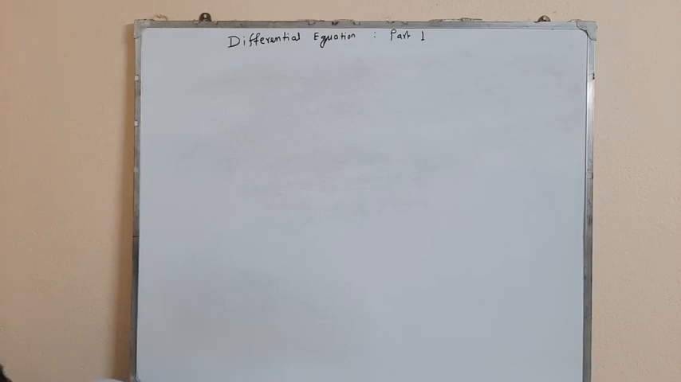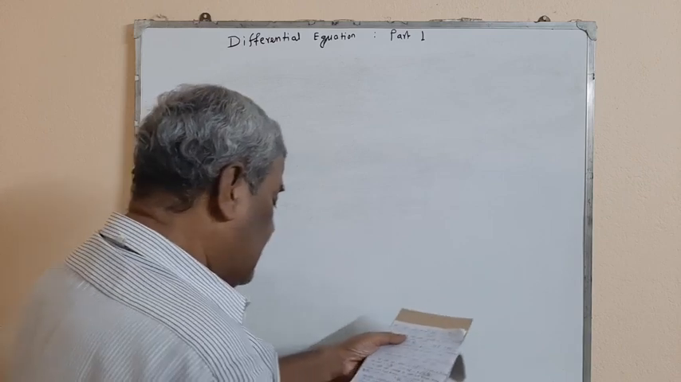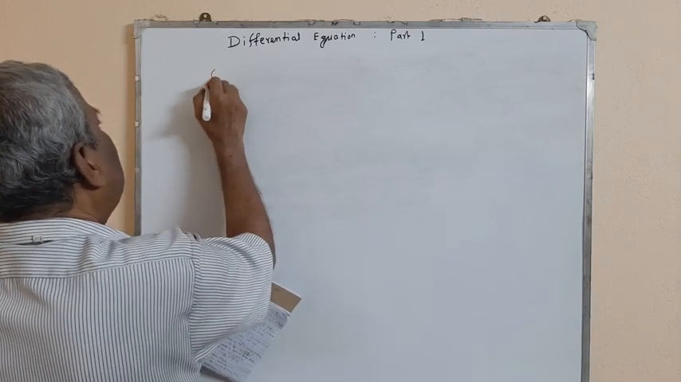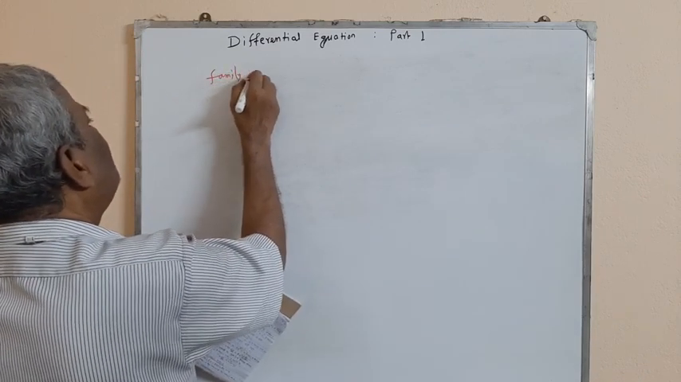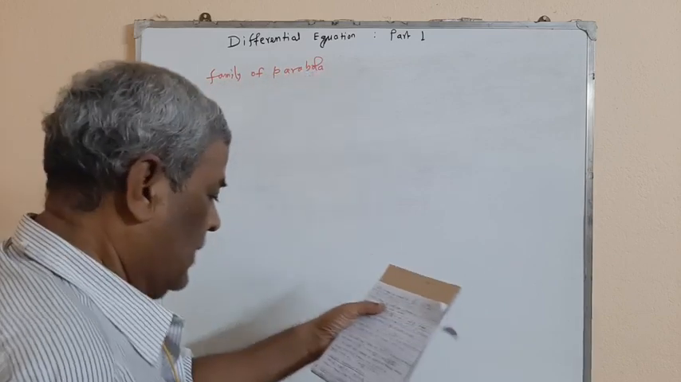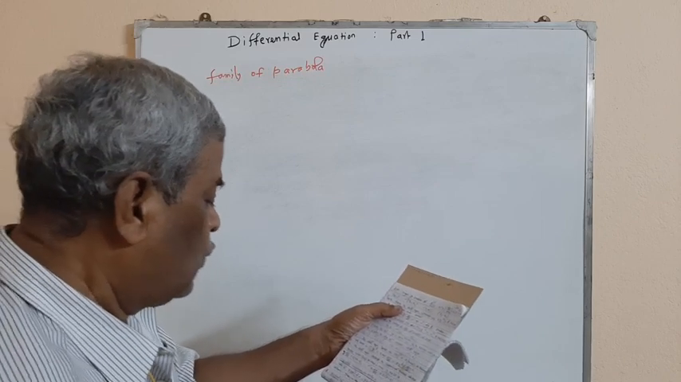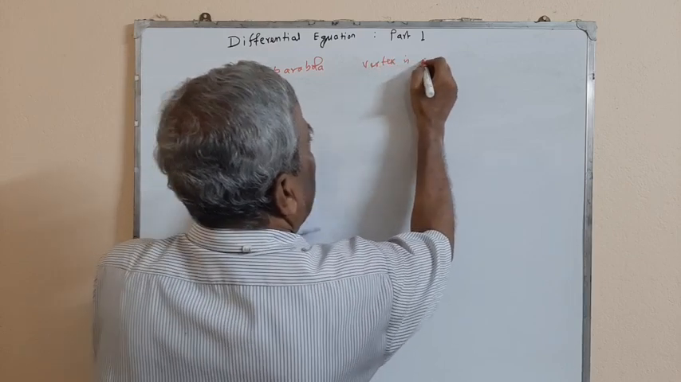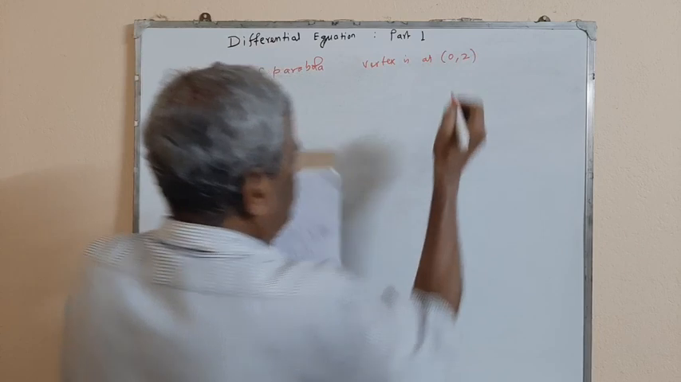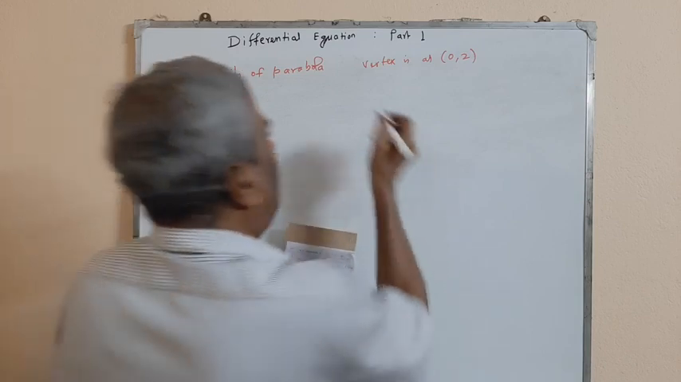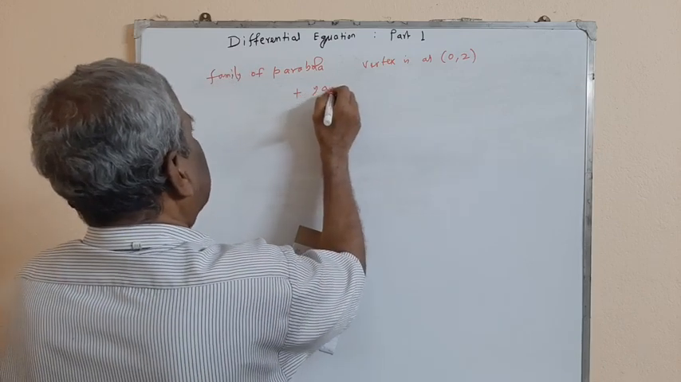Acha, next problem. The differential equation corresponding to the family of parabolas whose vertex is at (0, 2) and axis of the parabola is the positive y-axis.